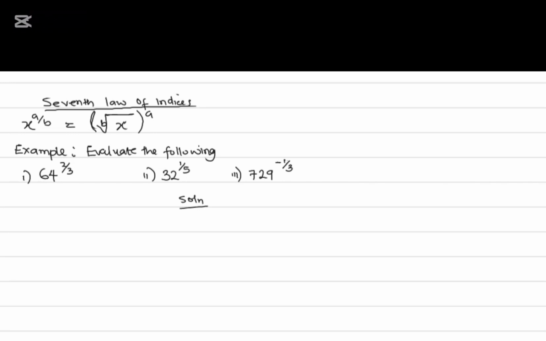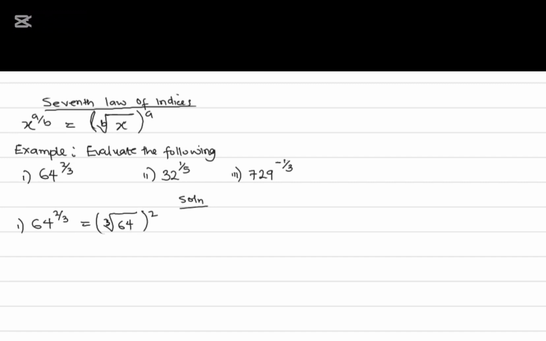Okay, let's look at the first question. It says evaluate the following: 64 raised to power 2 over 3. So that's the first one. You see, this simply means the third root, or cube root, of 64, then all raised to power 2.